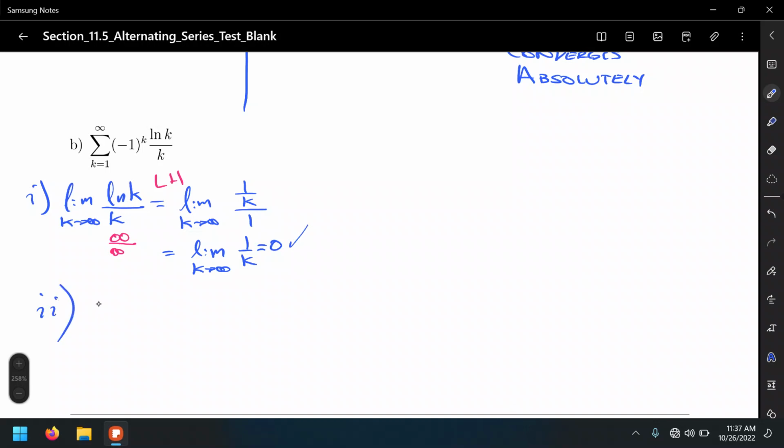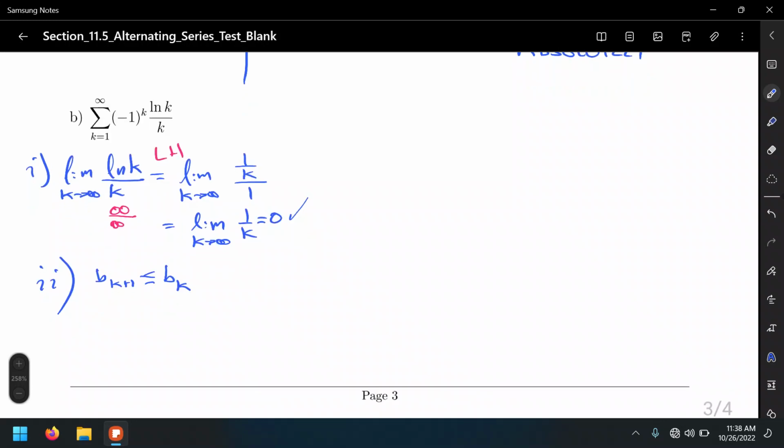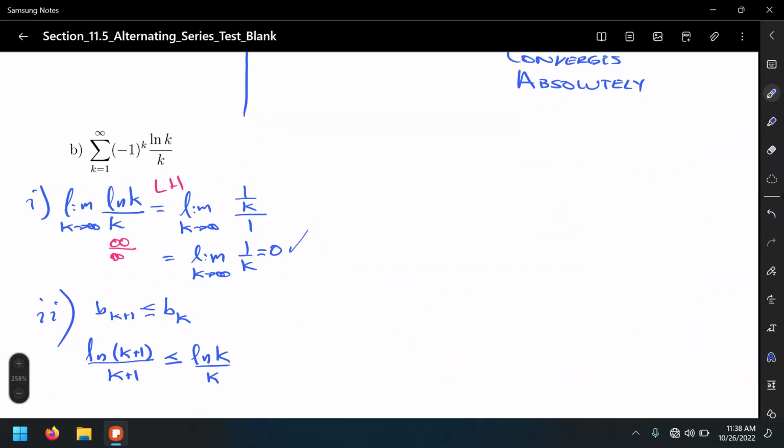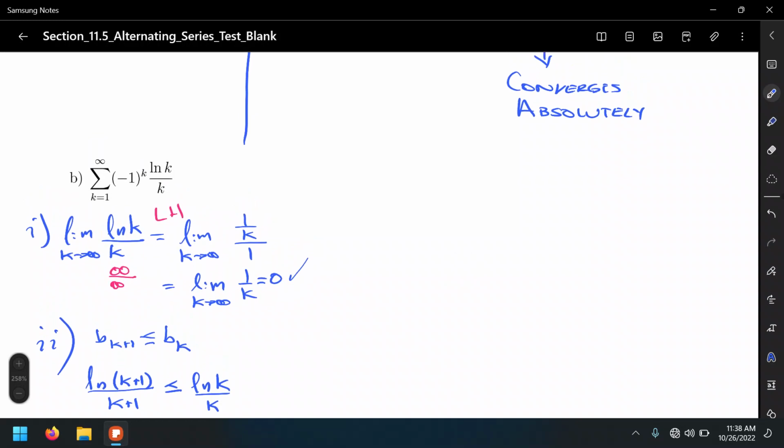all right, so b sub n, or actually b sub k plus 1, which is not n this time, it's k, less than or equal b sub k. In other words, is the sequence ln k over k a decreasing sequence? Let's find out. So, ln of k plus 1, shifting the left-hand side by k plus 1 over k plus 1, less than or equal ln of k over k. Is this inequality true?